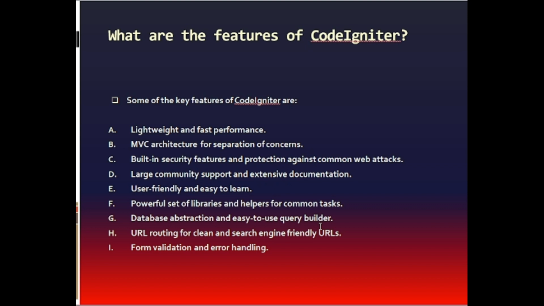What are the features of CodeIgniter? Lightweight and fast performance, MVC architecture for separation of concerns, built-in security features and protection against common web attacks, large community support and extensive documentation, user-friendly and easy to learn, powerful set of libraries and helpers for common tasks, database abstraction and easy to use query builder, URL routing and clean and search engine friendly URLs, form validation and error handling.